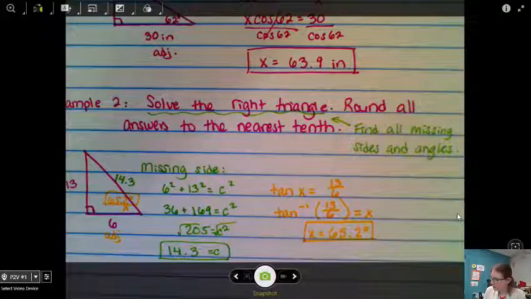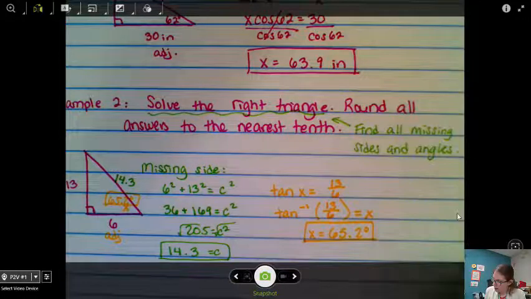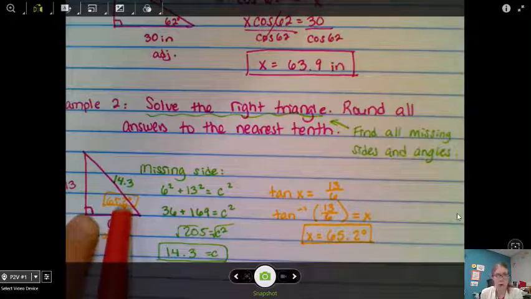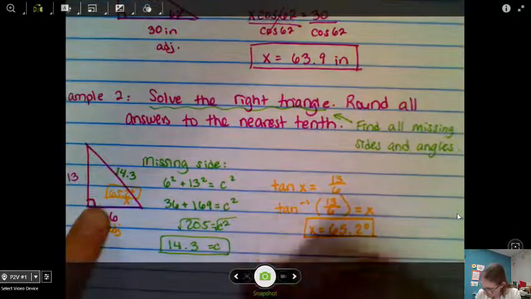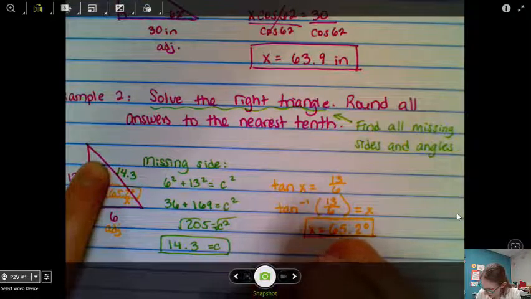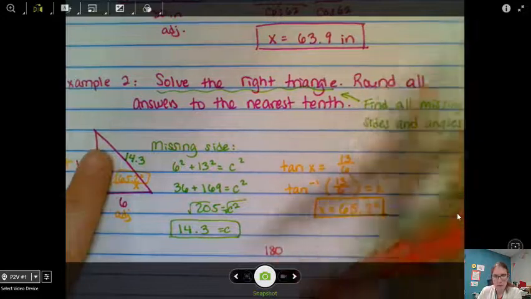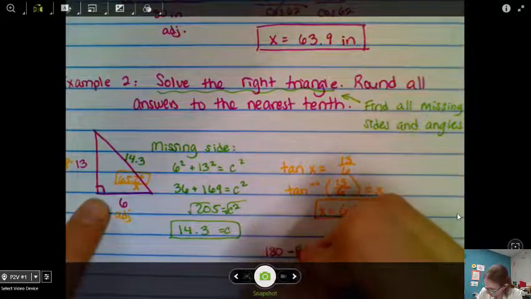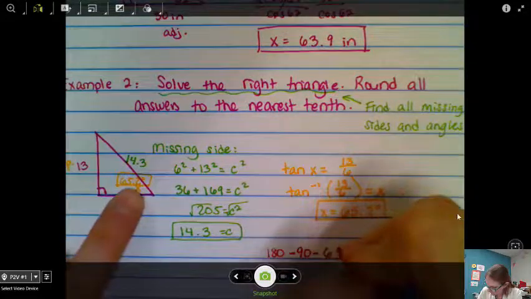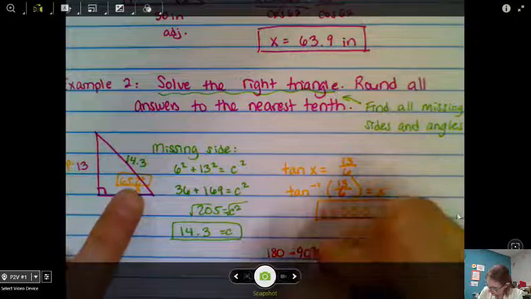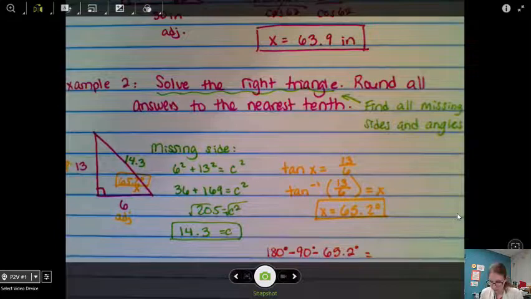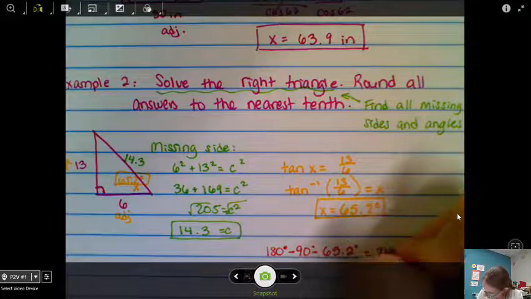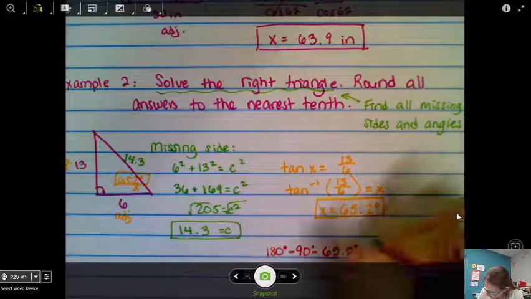Now the last piece that we need to find, our third angle, well, we know two angles in our triangle, and remember all three angles add up to 180. So we take 180 minus the 90 from our right angle minus the 65.2 degrees. And that ends up being 24.8 degrees for your other angle.